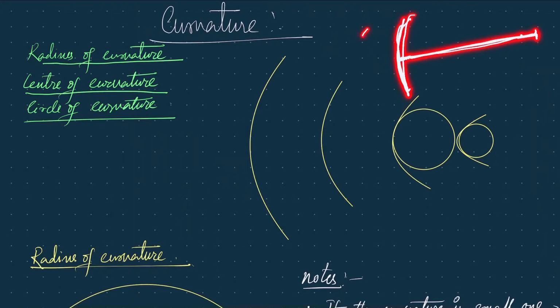For a very sharp curve, the radius of curvature will be very small. Okay, the radius of curvature will be very small.